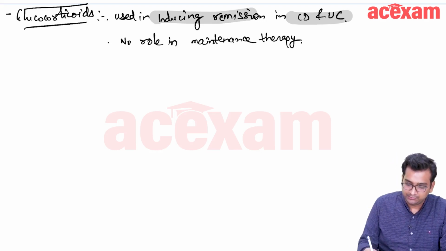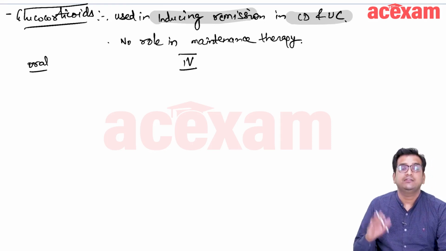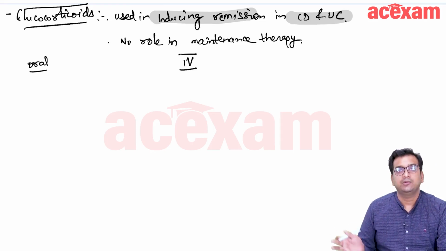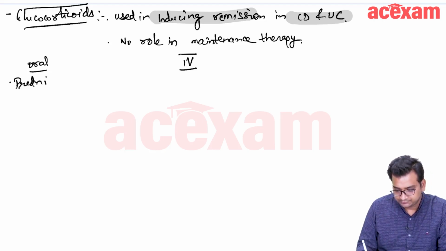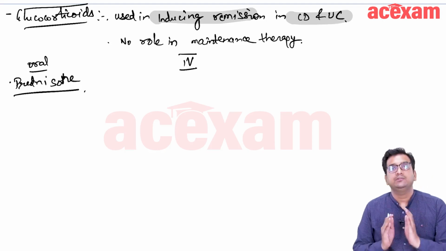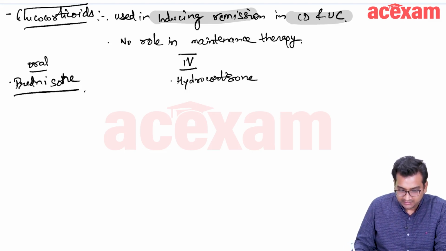So we are using oral glucocorticoids also, IV glucocorticoids also. Oral is generally given in mild disease or in some moderate disease. In moderate to severe disease, we are preferring IV steroids. Oral, we are using prednisolone or prednisone, and IV, we are giving hydrocortisone and methylprednisolone.